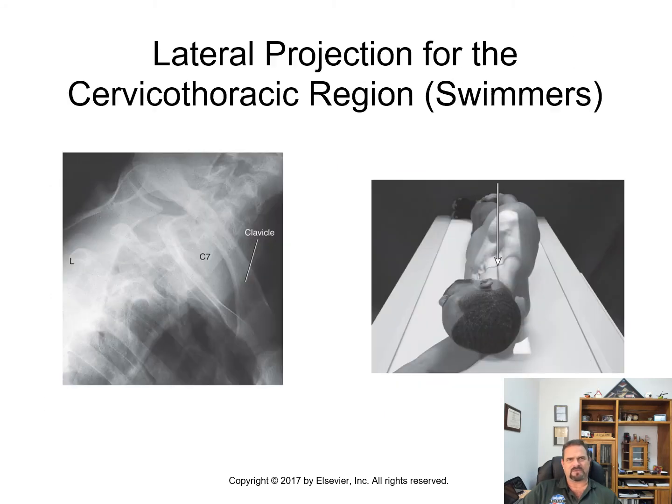All right, lateral projection of the cervical thoracic region, otherwise the swimmers. Notice that the patient's on its side. You can see the clavicle being represented here, and then a good representation of the cervical thoracic region, where they join together here, and to be able to see them because there's C7 right there.